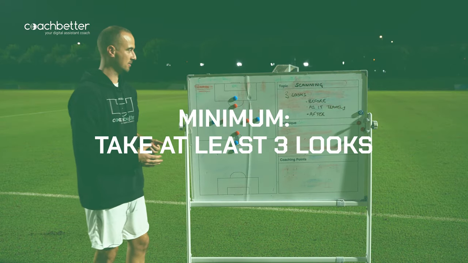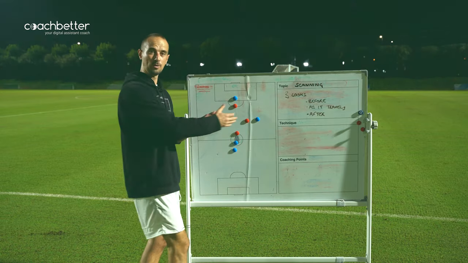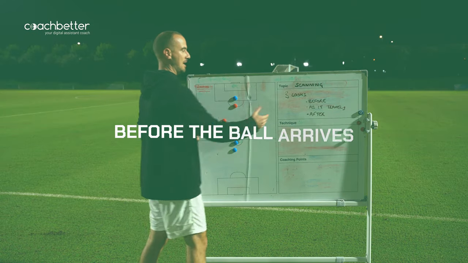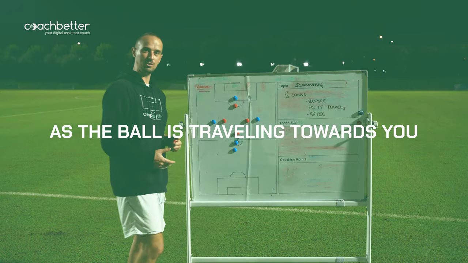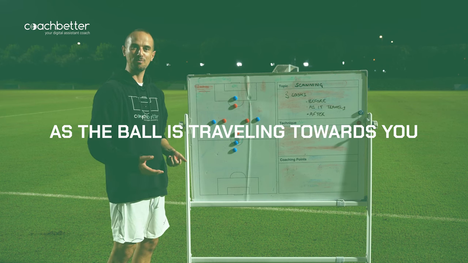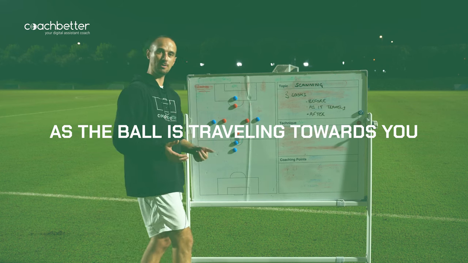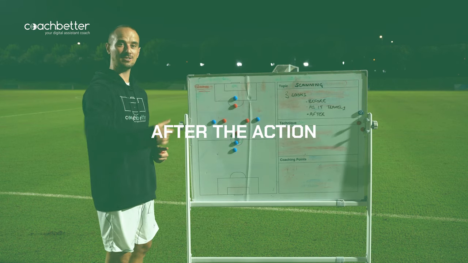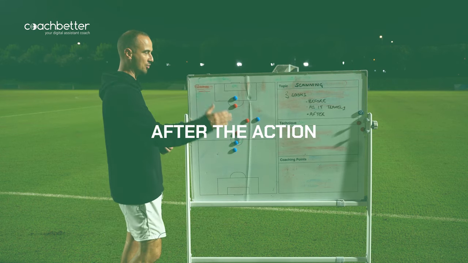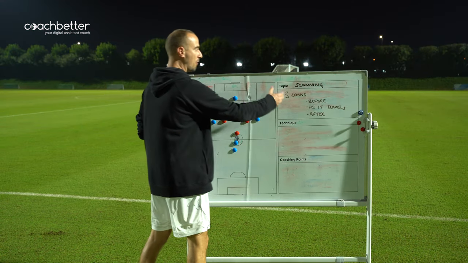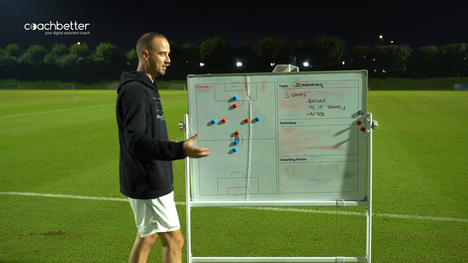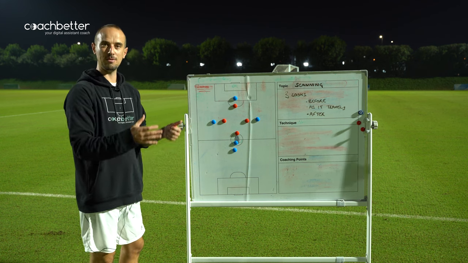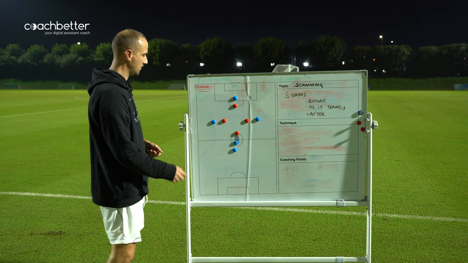3 looks. And we termed that before the ball arrives, as the ball is traveling towards you, based on the speed of the pass and the pressure from the opponent, and after the action, after the pass, after the dribble, after the cross. So how often can a player take on board information to make it easier to make the right decision in that moment?